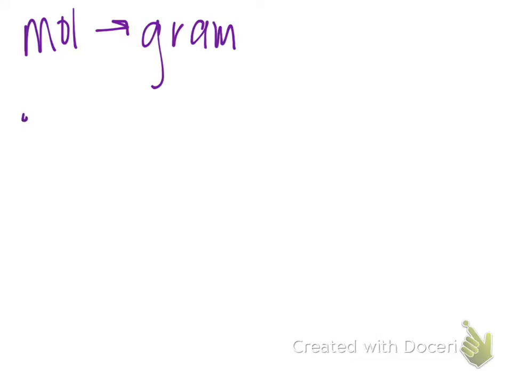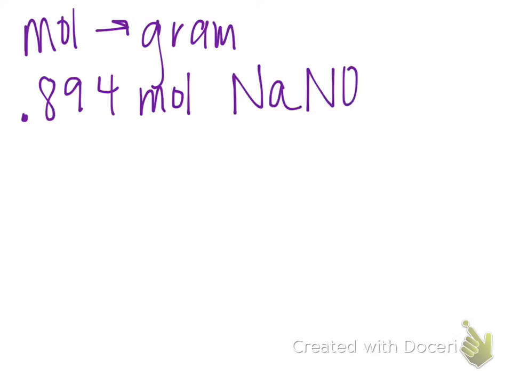So we'll go from moles to grams. This should be a review. We're going to start with 0.894 moles of sodium nitrate, and we want to find out how many grams that is. How many grams is in 0.894 moles of sodium nitrate? You will need your periodic table out.